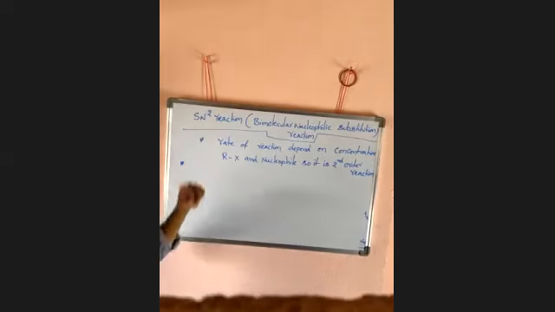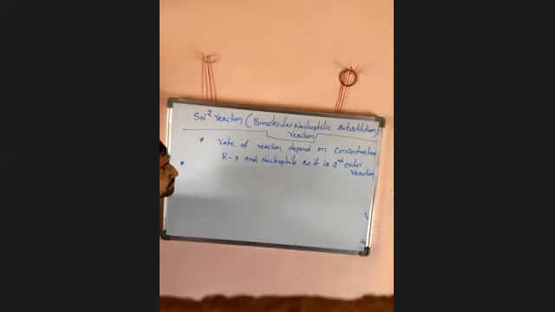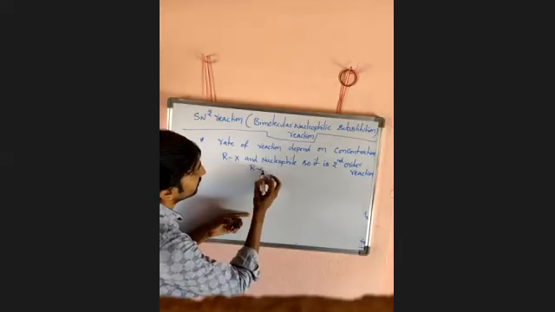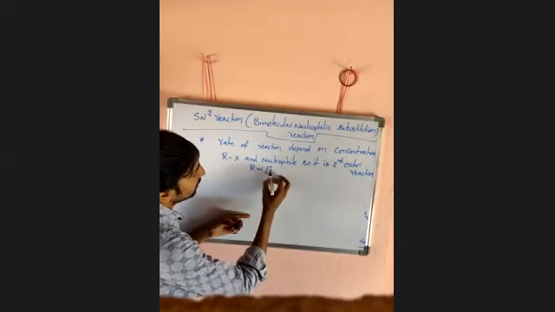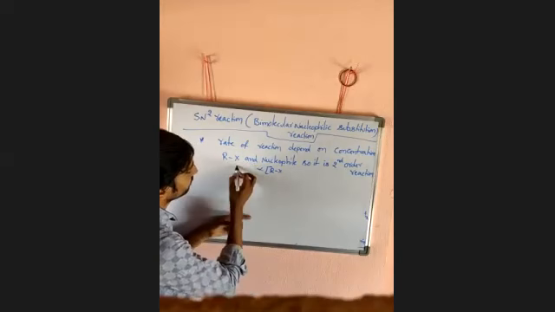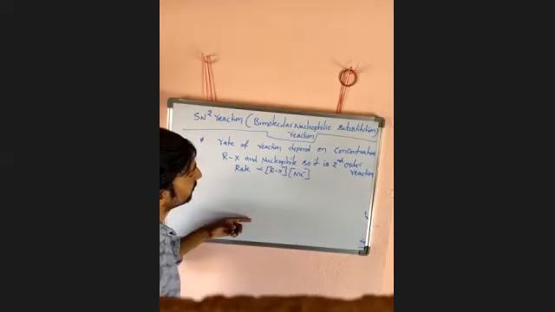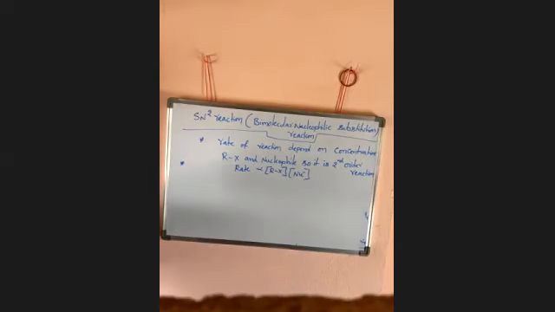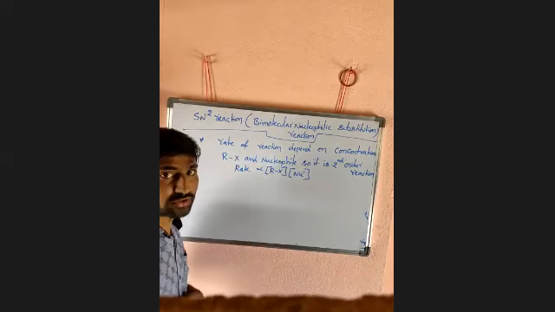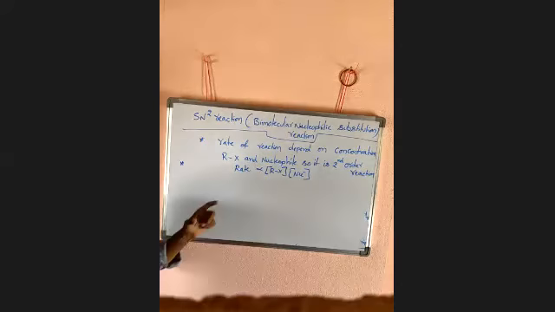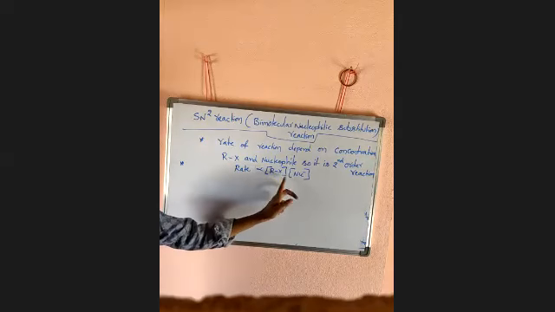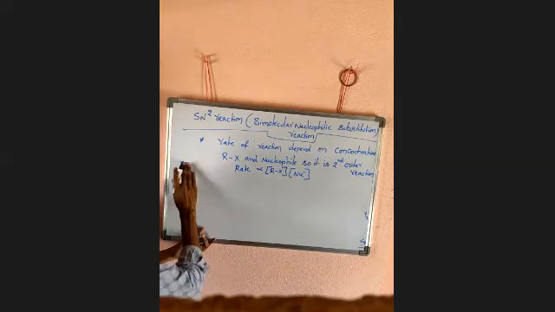So look here, SN2 reaction, bimolecular nucleophilic substitution reaction. The rate of reaction depends on the concentration of alkyl halide and also the concentration of nucleophile. That's why this reaction is called a second order reaction. So remember, the rate of reaction depends on the concentration of alkyl halide and also nucleophile. Next one.